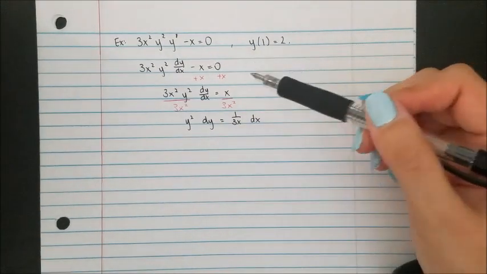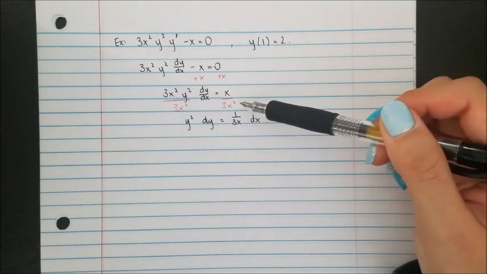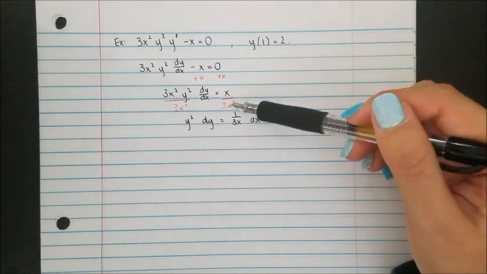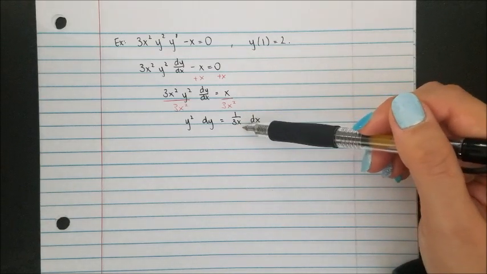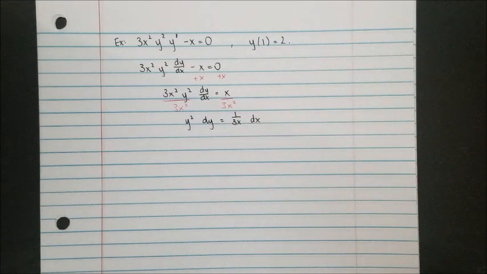Okay, so as you can see, I added x to both sides, and then I divided both sides by 3x squared, and then I also multiplied the dx over to the other side. X over 3x squared simplified to 1 over 3x, and then on this side I'm just left with y squared. So from here we can integrate since my variables are separated.